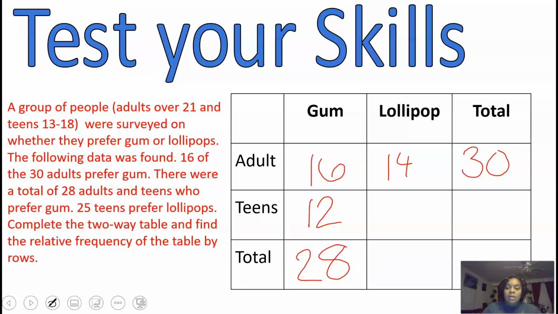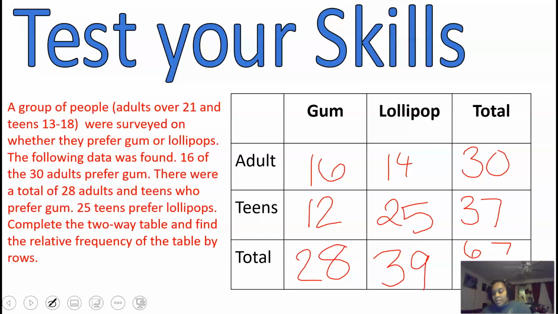Okay. Now we know the 25 teens prefer lollipops. So we're going to say 25 here. So how many lollipop lovers do we have? You add up. We have 39 lollipop lovers. So how many teens were surveyed here? 12 and 25 gives me 37. And how many surveys do they have in total? You should have 67, if I'm not mistaken.